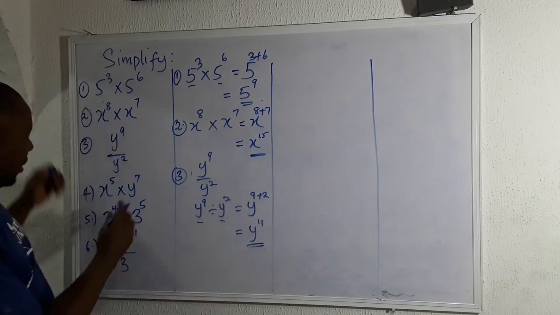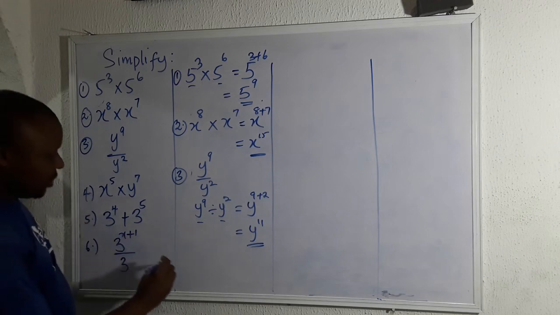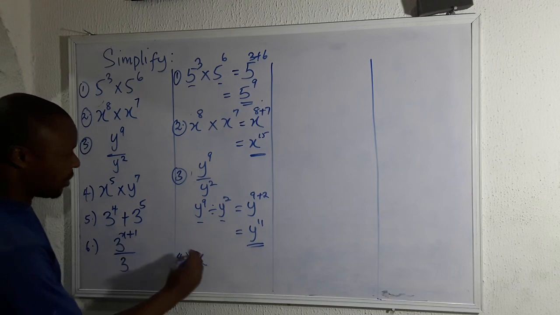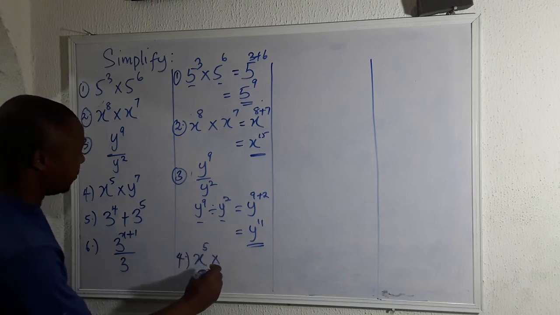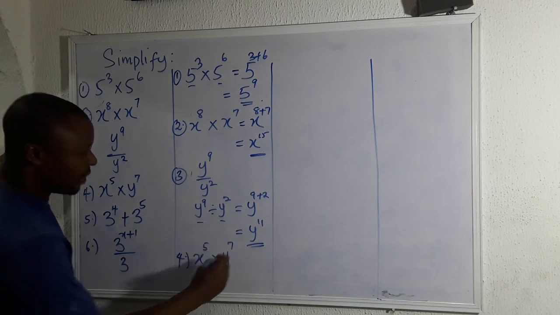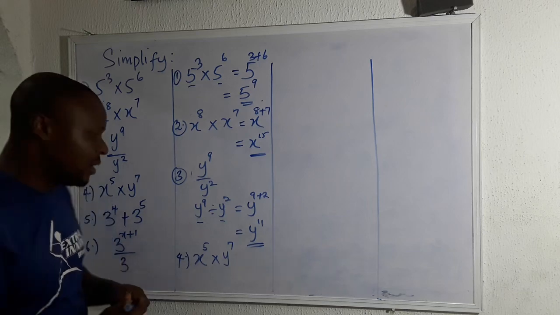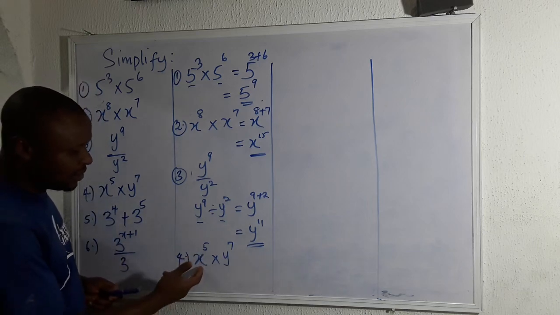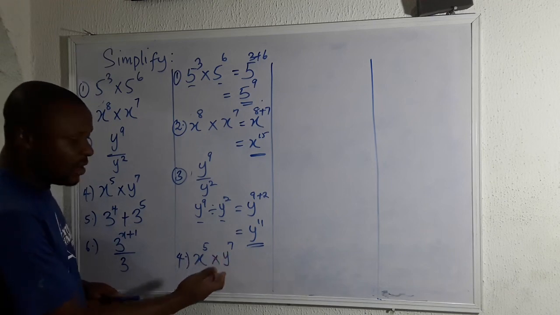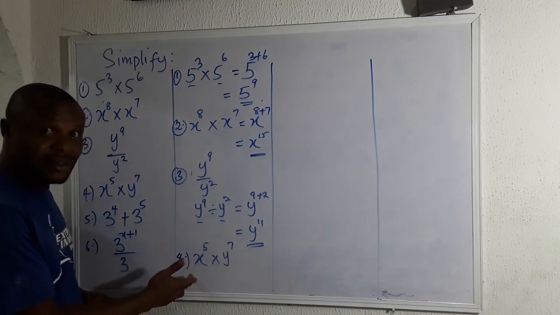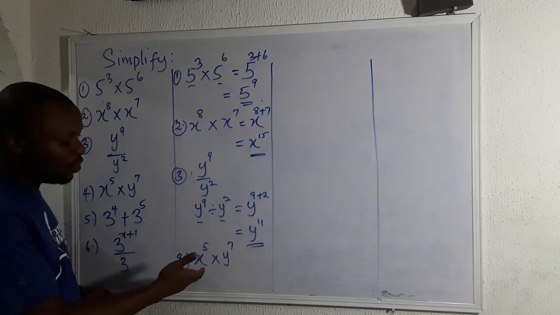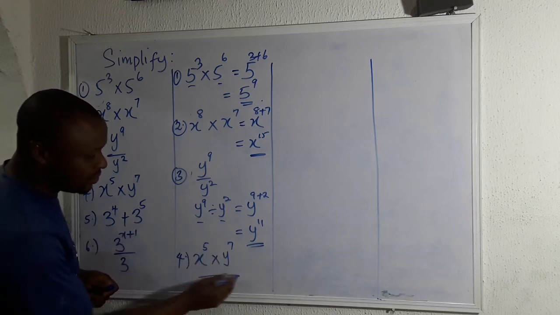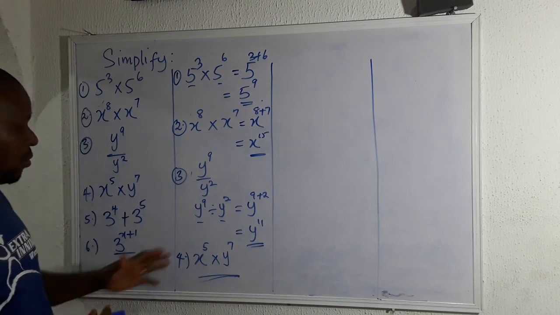So again, question number 4. Here, we can see that this is x raised to power 5 times y raised to power 7. Again, you can see that in this very particular case, x is not the same thing as y, and they are not of the same base, so we cannot apply the law of indices here. So we leave it as it is. We can't do more than this.